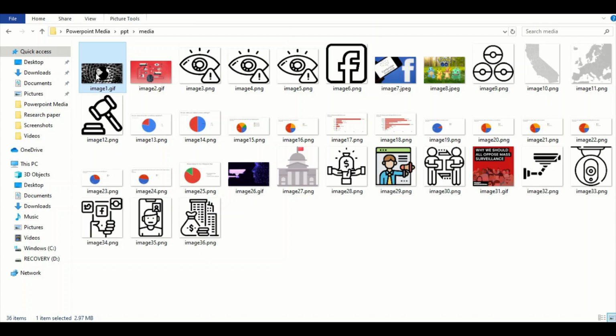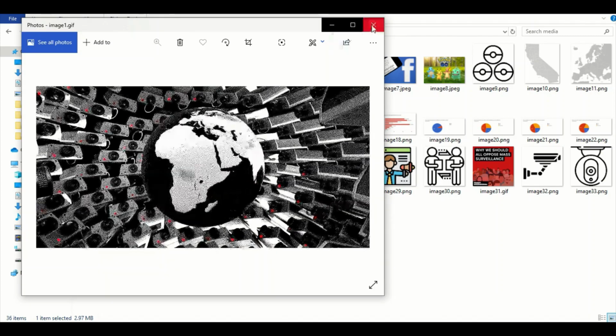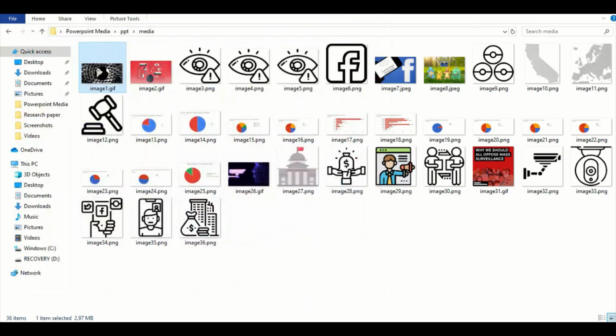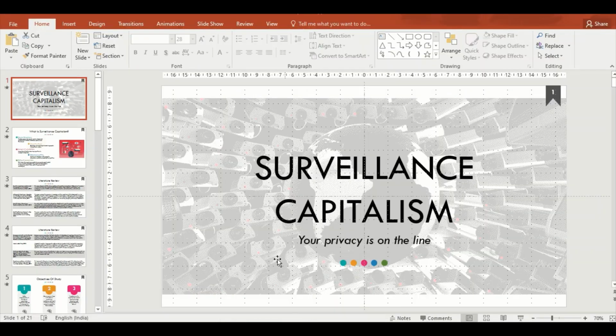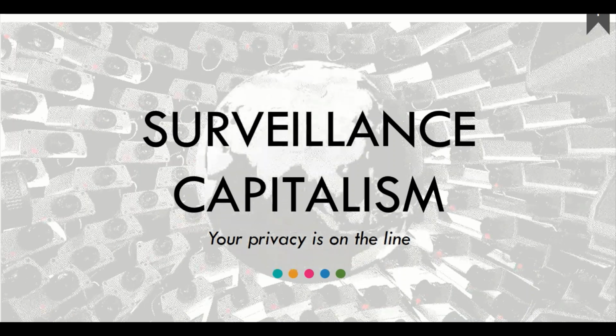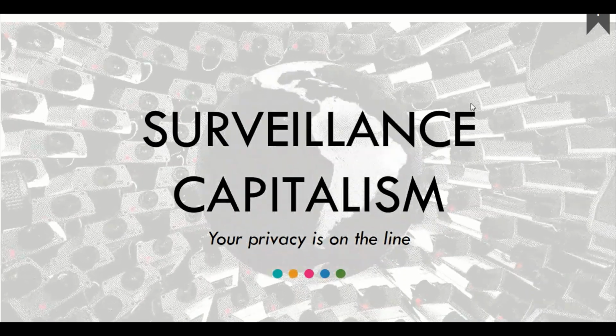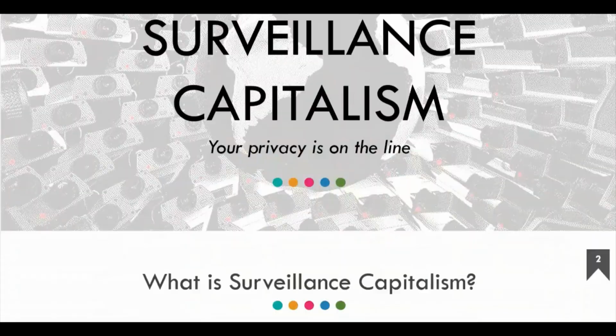So the first image we have here is a GIF image. Let's see if this was there in our presentation as well. Yes, this was there in our presentation. This is in the background. Let's go to the slideshow mode and see whether it was a GIF or not. You can see that it's a GIF in the background. So yes, this image was there in the presentation.